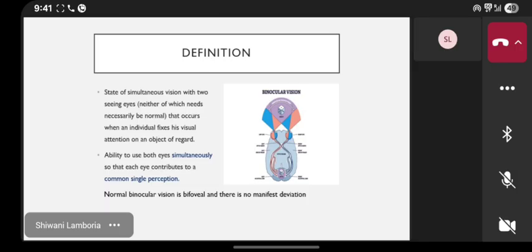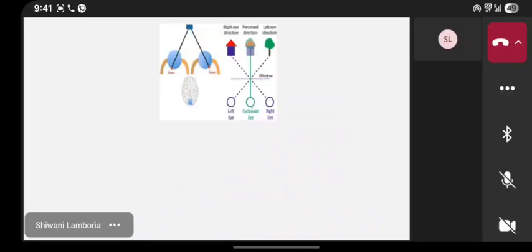So it is the ability to use both the eyes simultaneously, so that each eye contributes to a common single perception. Normal binocular vision is bifoveal and there is no manifest deviation, which means that the image of both eyes should form on the fovea of the two eyes, and there should be no squint present in the vision.